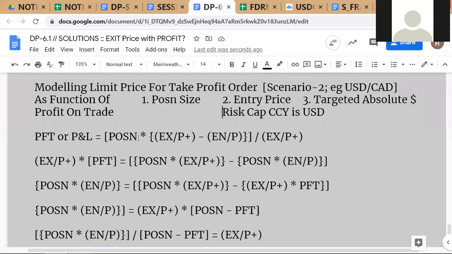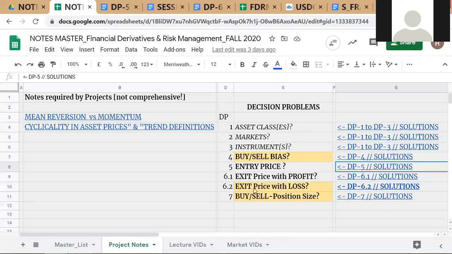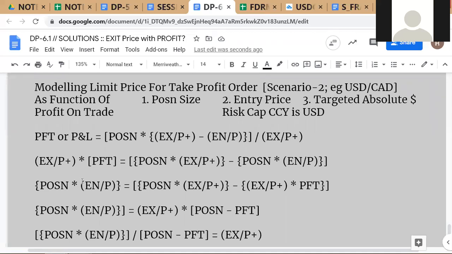So here I've written exit P plus. The general expression for PNL is position times exit price minus entry price. We calculate exit price in two different contexts, 6.1 and 6.2, the more important one being when we calculate maximum risk per trade: exit price with loss, and the other is exit price with profit. Since our context right now is profit, I've written it as exit P plus, but it doesn't matter, it's the same expression.